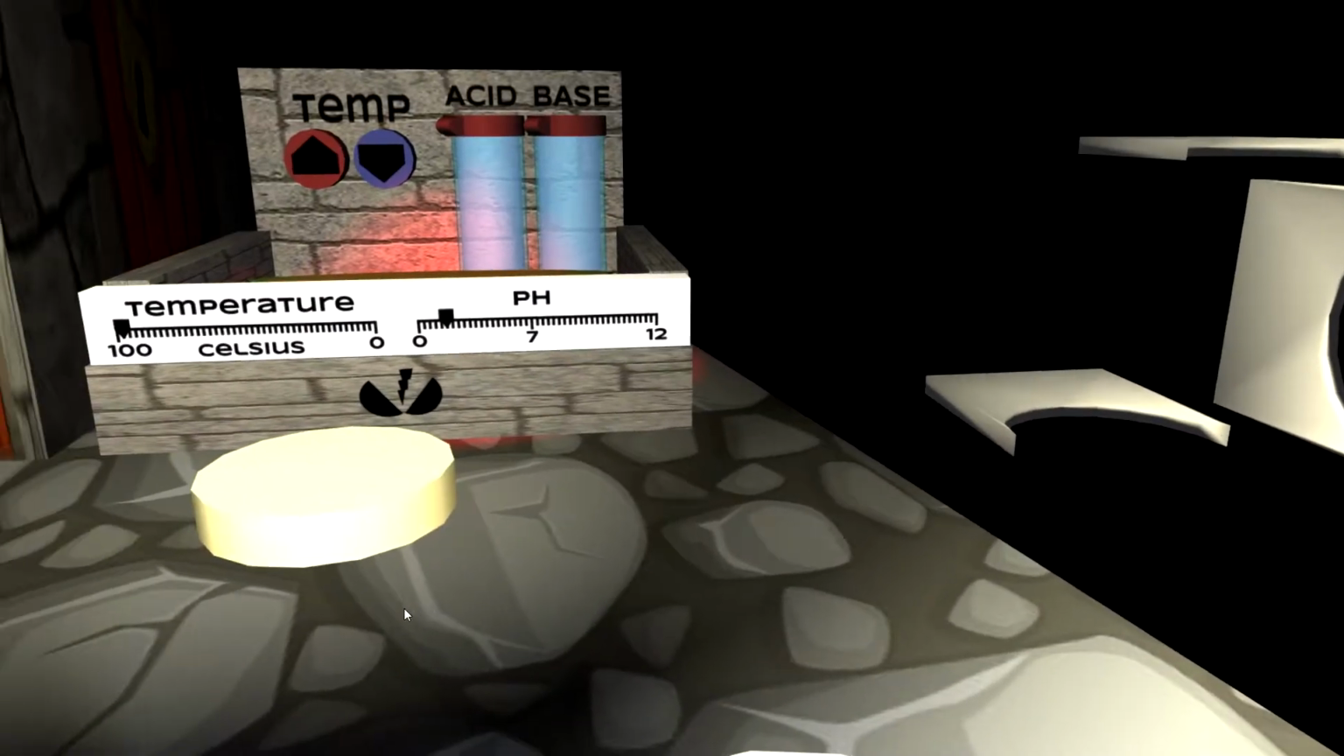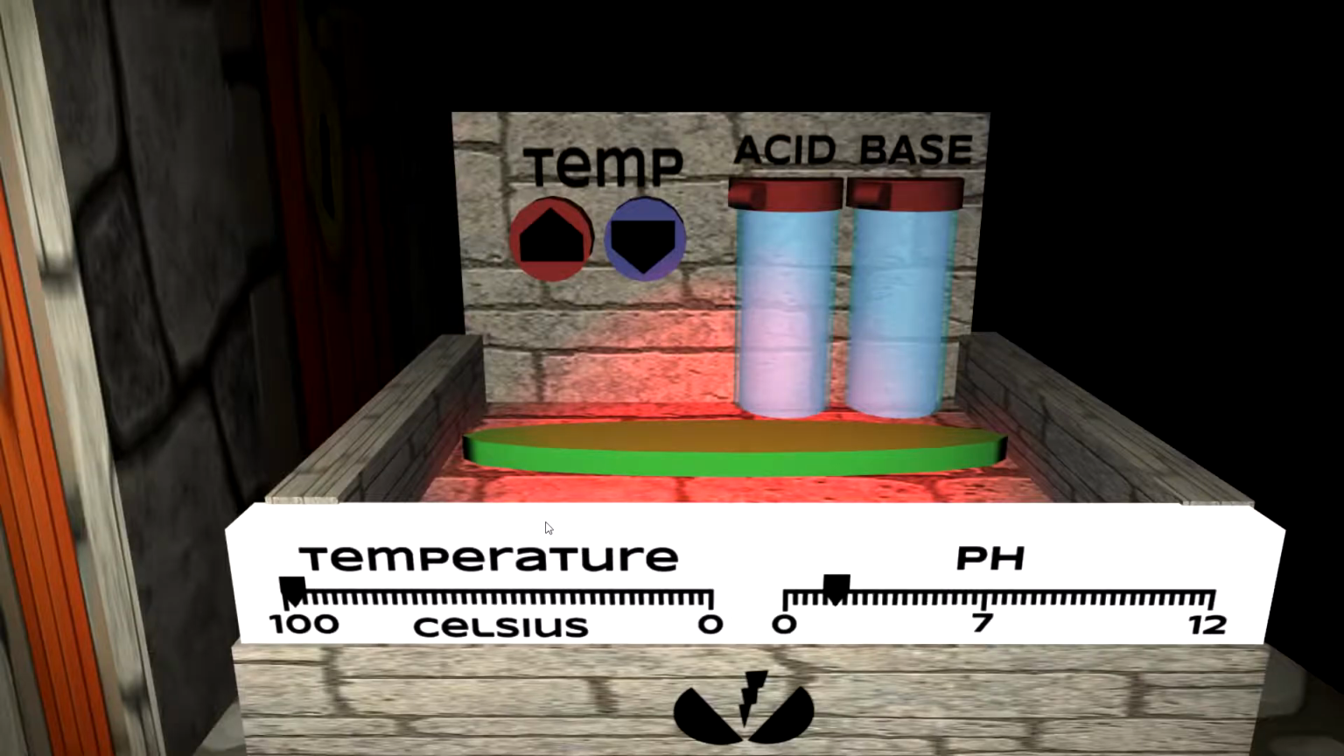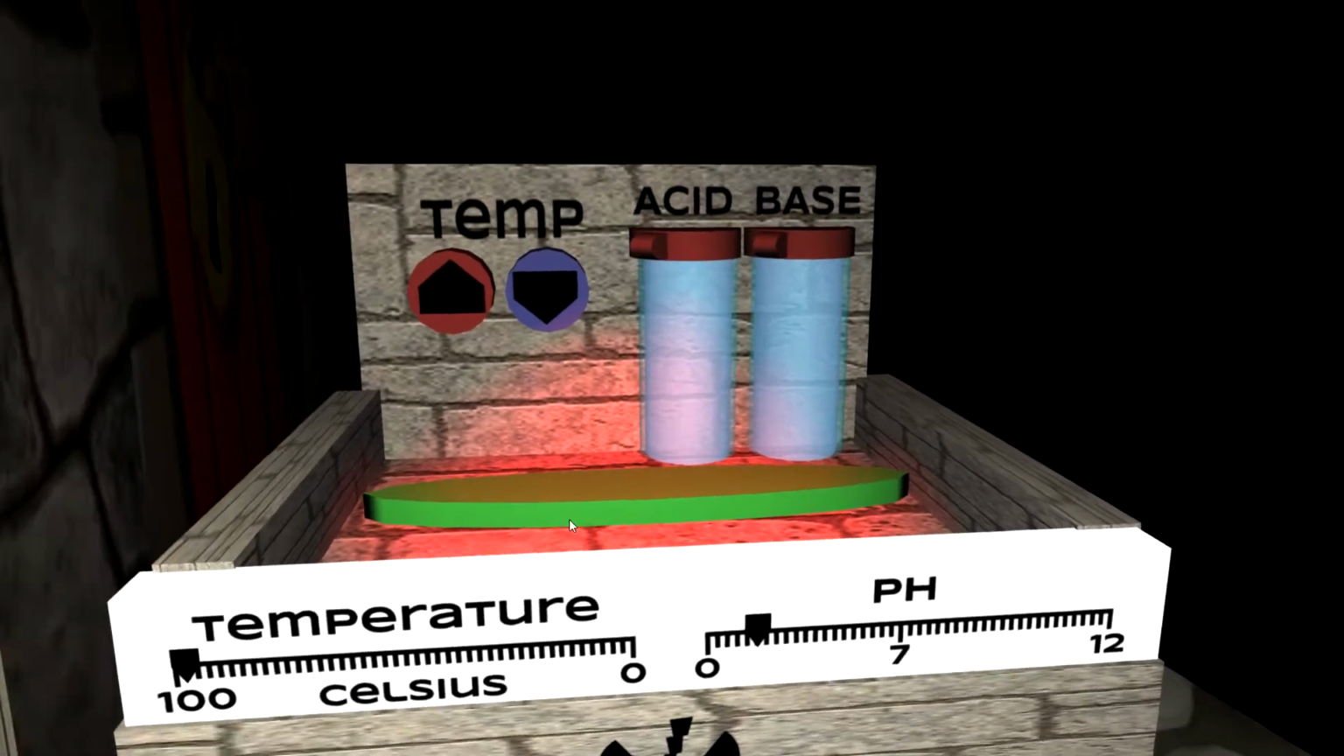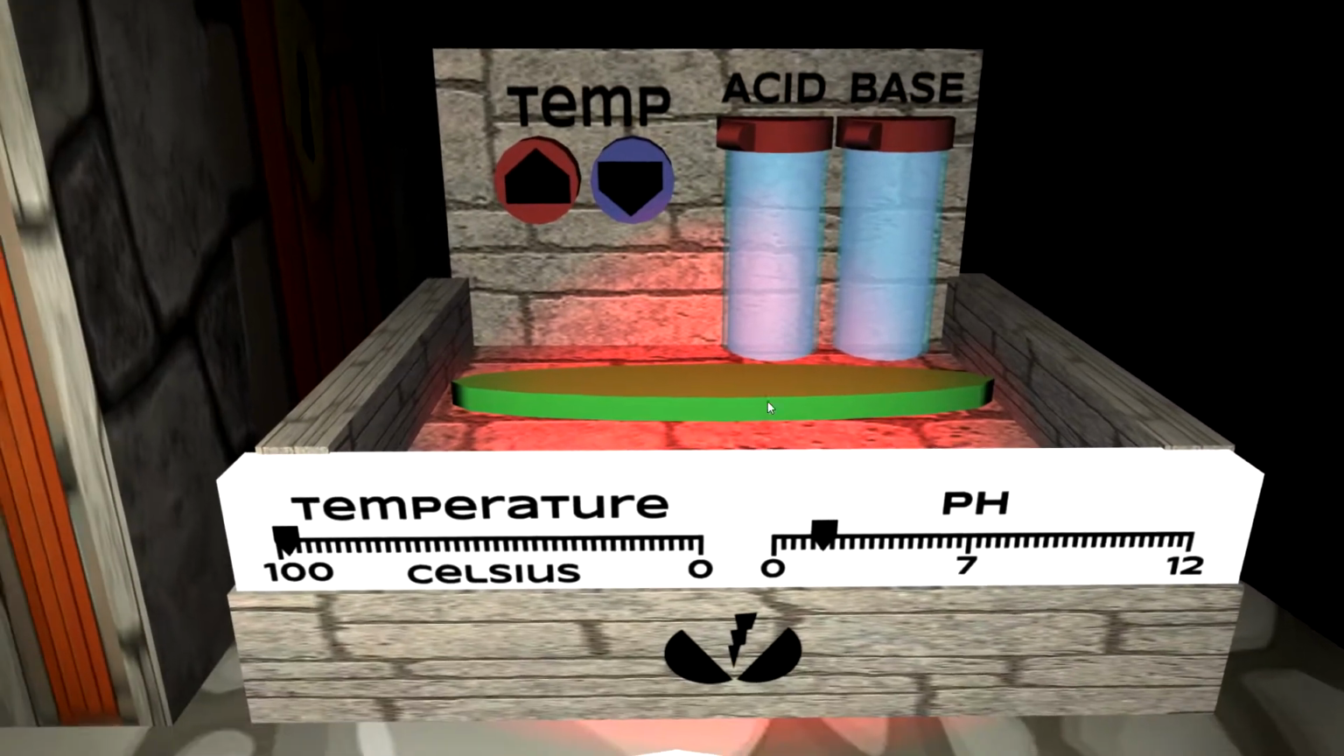The next section has two main parts. One is an exploded stairway that you can't get through, and there's a key up there. And two, this vat right here with controls for temperature and acids and bases.